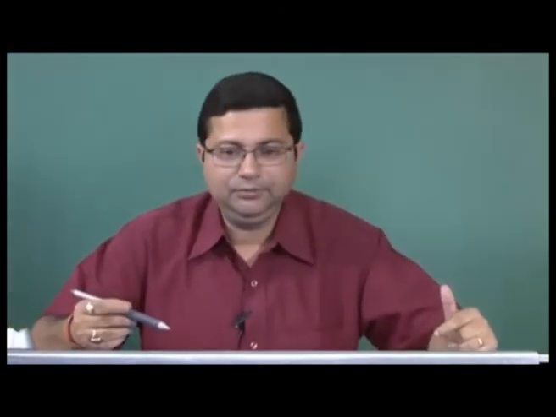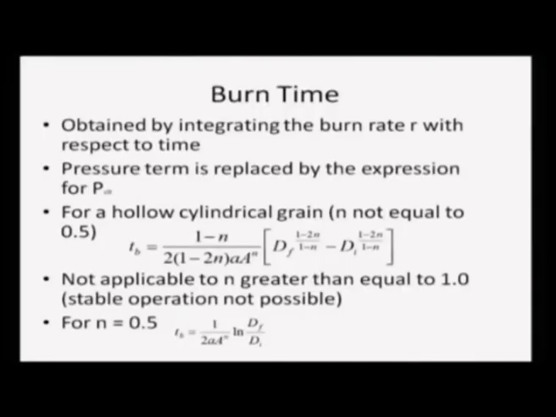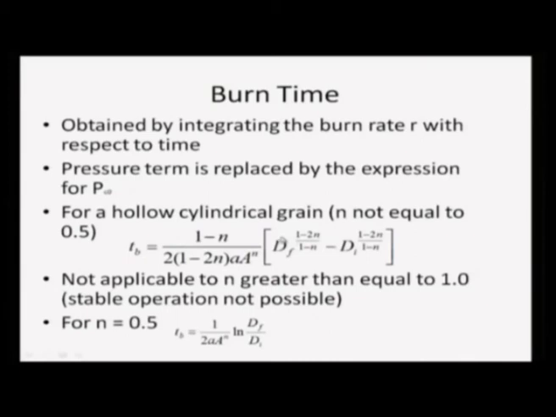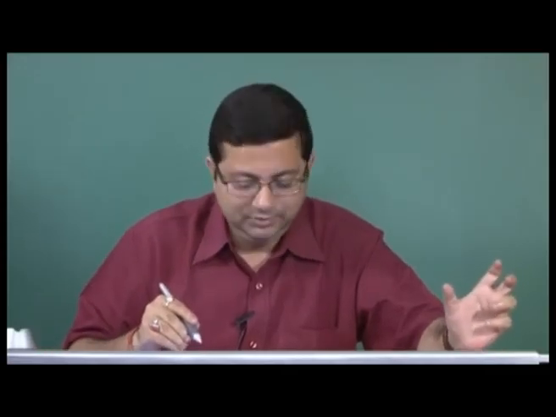Okay. Now, next let us look at the burn time, how much time it will take to complete the burning of a particular grain. This is obtained by integrating the burn rate r with respect to time. So, the pressure term in the burn rate equation can be replaced by the expression for Pc naught. For a hollow cylindrical grain where n is not equal to 0.5, we get this expression for the burning time. This is the time it will take to burn out, starting from the initial diameter di to the final diameter df. This is the time that will be taken by this entire grain to burn out completely. So, this is the duration where the burning is taking place.